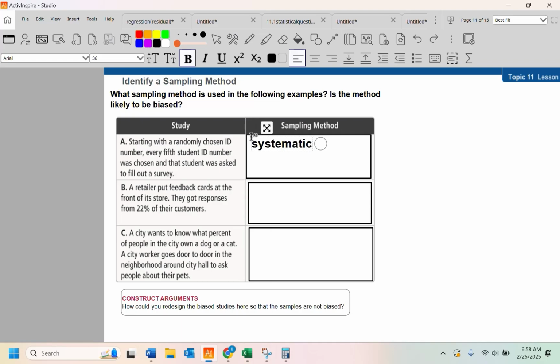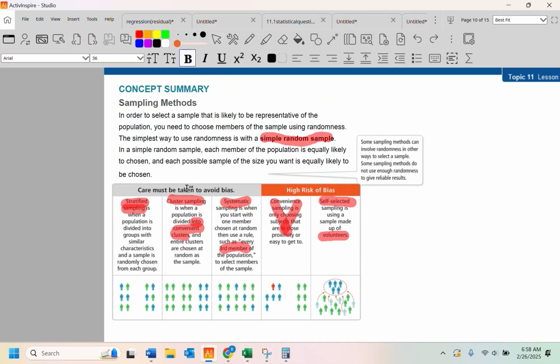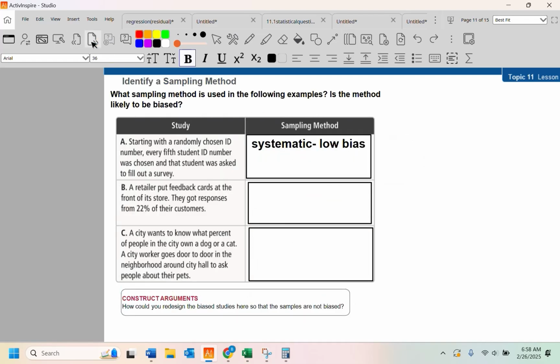We're choosing every fifth. Low bias. Like that's literally over here in the avoiding bias section. Low bias. A retailer put feedback cards at the front of the store. They got responses from 22% of their customers. This is convenience. They put it at the front of their store and people had to self-select it. It's also self-selected because people chose to do it.